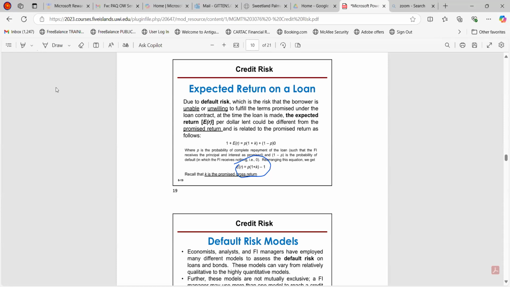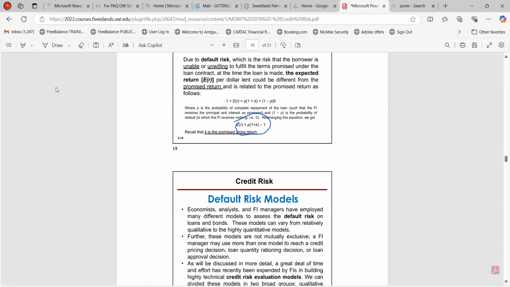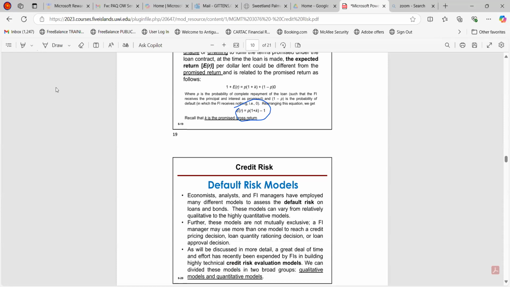So the expected return is the probability of a complete repayment, P, times 1 plus your promised gross return, minus 1. I'm going to set some examples and questions on that for you to do. I will place those in the portal as well, and you will practice those, and we'll go over them in tutorial class.